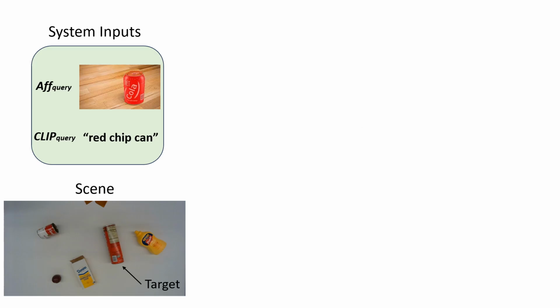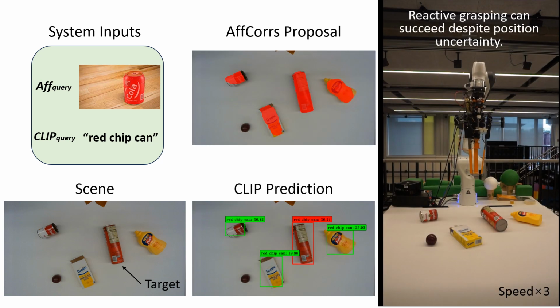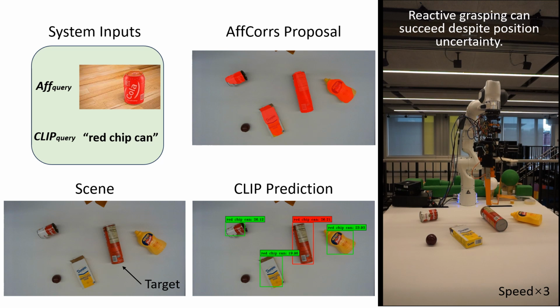Now we aim to grasp the red chips can and input a cola bottle as the query. The target is localized and grasping proceeds. Notice that the object is actually moved by the gripper during the approach.